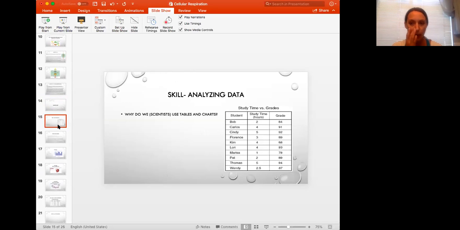Okay, then let's go ahead and take a look at a skill. We're going to look at analyzing data. We're going to look at why we have all of these charts, graphs, and data tables. What do they do for us? How are they helpful? You'll see them in some of the assignments and activities in science, but also in other courses. Scientists do a lot of data collection in their experiments, so why do we use tables and charts, and all these different types of graphs and data collection tools?